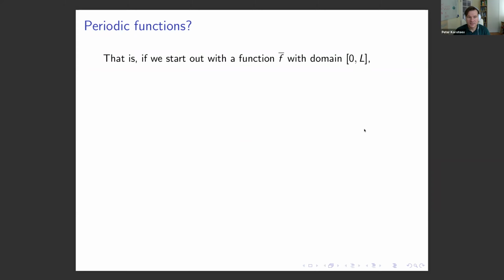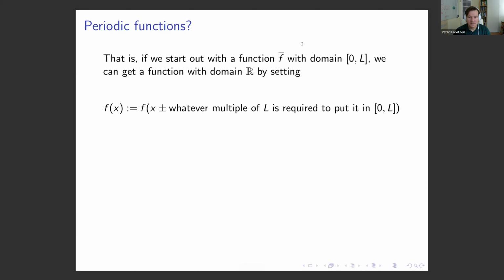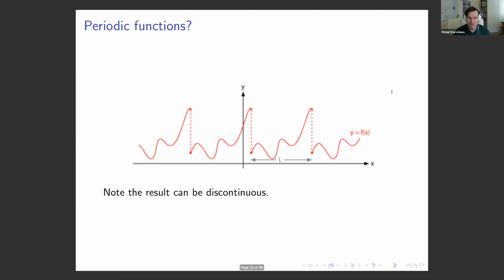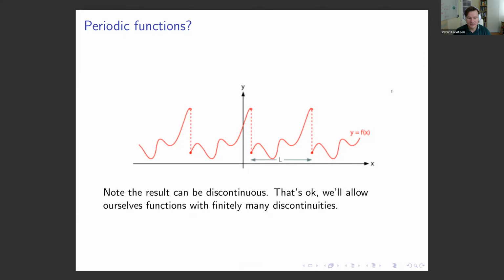Let's start out with a function which we call f bar with domain 0 to L. We get the function with the domain of R just by setting it to f of x plus whatever multiple of L is required to put it into 0 to L. Like this. So this will be the function f bar. As we discussed, there might be discontinuities, and that's okay because we'll allow ourselves functions with finitely many of those.